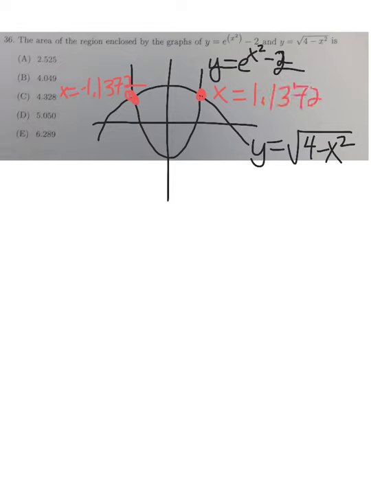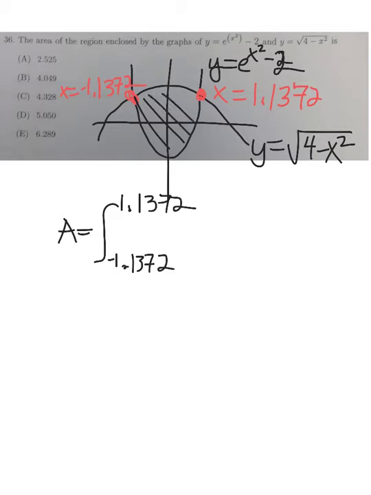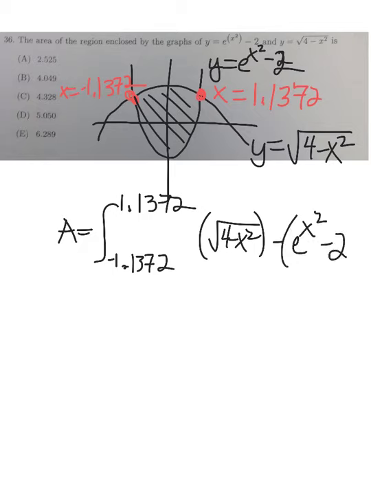All right, so then remember when we want to find the area, what we do is we integrate from negative 1.1372 up to positive 1.1372. And then remember that we're trying to find the area of this enclosed region. So remember it's top curve minus bottom curve. So my top curve is the square root of 4 minus x squared, minus the bottom curve, which is e to the x squared minus 2 dx. I'll squeeze that in there.